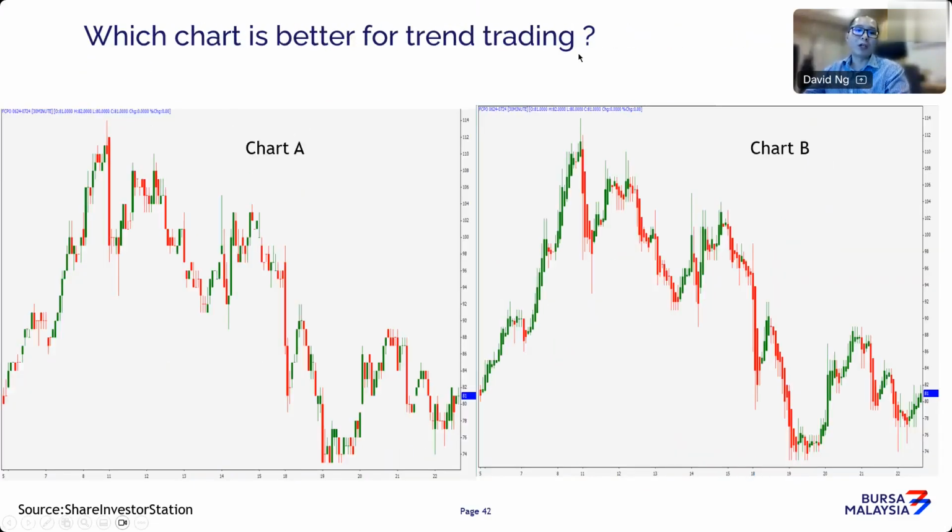Now, which chart is better for trend trading? Chart A and chart B. Now, this is the same calendar contract month, same period. The only difference is the type of candles used. Chart A is what we call your normal Japanese candlesticks. Chart B is your Heiken Ashi. Now, if you're a trend trader, obviously you look at chart B, because chart A gives you a lot of mixed signals. Sometimes the candles are red, sometimes the candles are green. You're not sure whether the market is trending up or down.